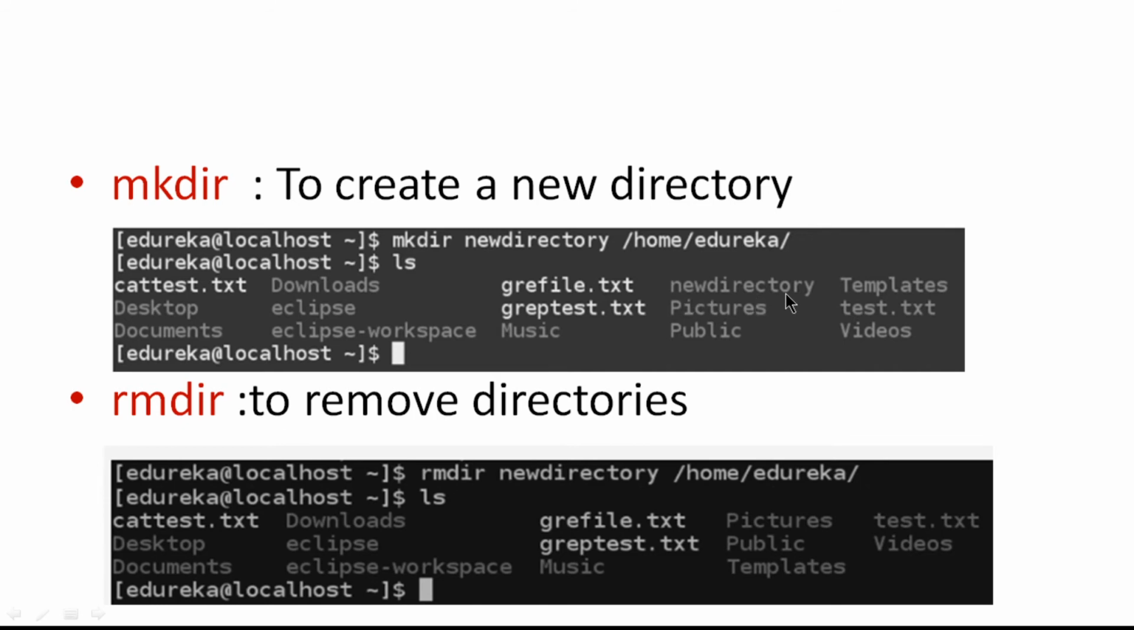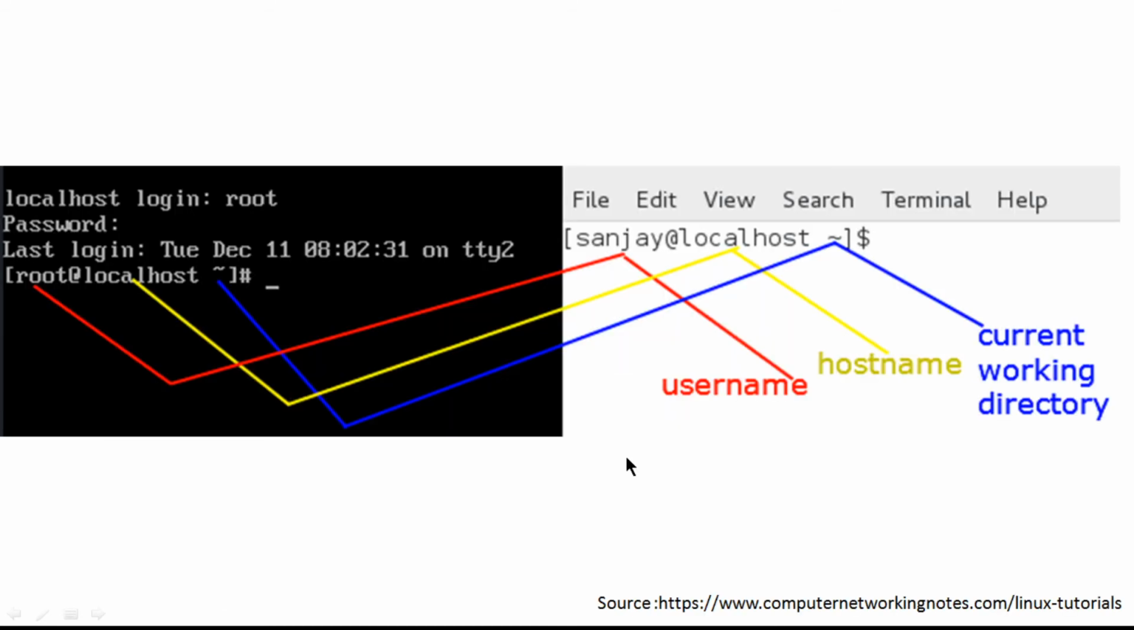under this directory. Then I used the rmdir command, which will remove the directory. So I have asked rmdir new directory under /home/edureka. So rmdir would be removing that directory. Then when I'm checking with the ls command, you can see I could not find the new directory which was created earlier. So rmdir is going to remove that directory.